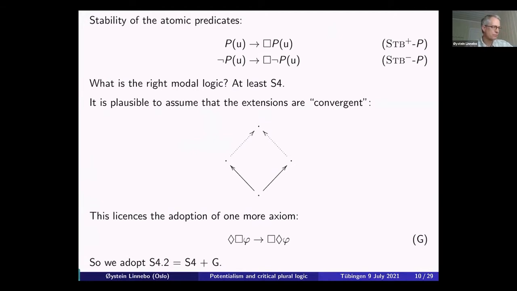Then, to get the result I'm after, that you can use classical first-order logic for this purpose, you need some background assumptions. One background assumption is the so-called stability of atomic predicates. If an atomic predicate holds of some objects, it keeps holding as you generate more objects. So once a member of a set, say, always a member of that set.